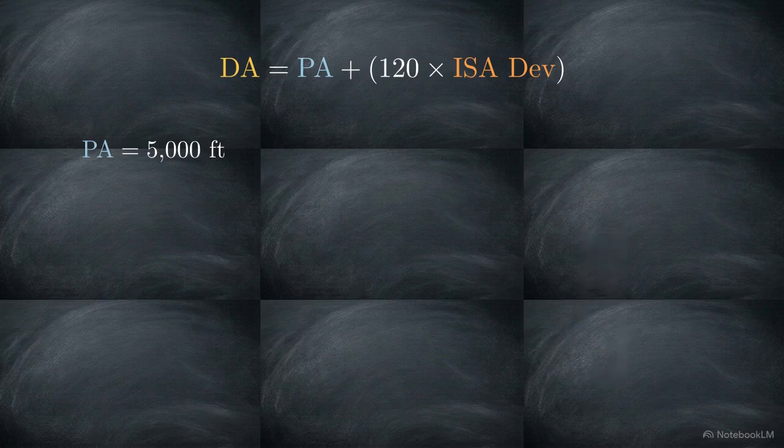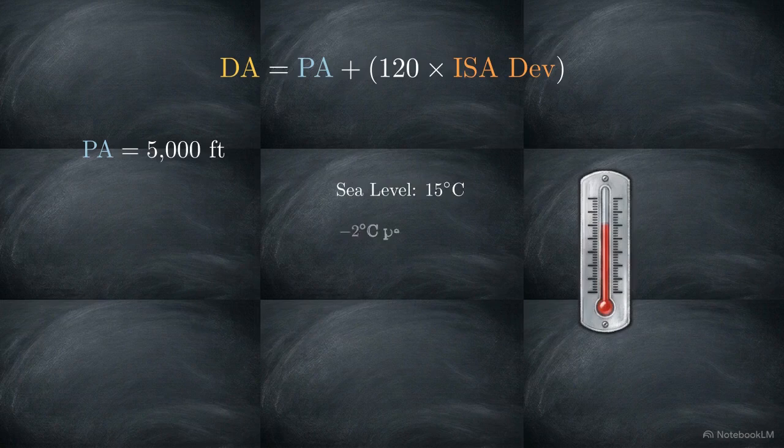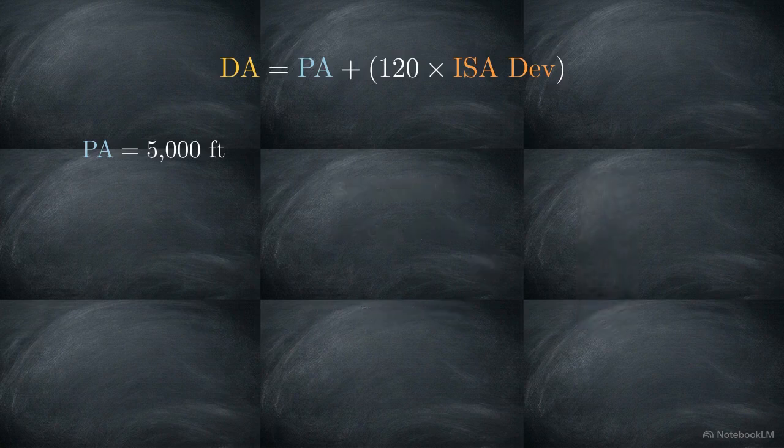We start with our pressure altitude of 5,000 feet. Next, we find the standard ISA temperature for that height. Starting at 15 degrees at sea level and subtracting 2 degrees for every 1,000 feet means the standard temperature at 5,000 feet is 5 degrees Celsius.